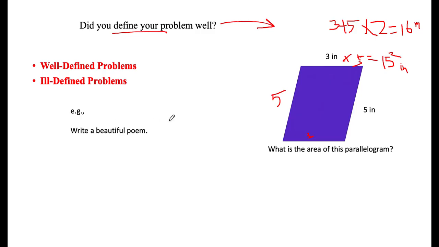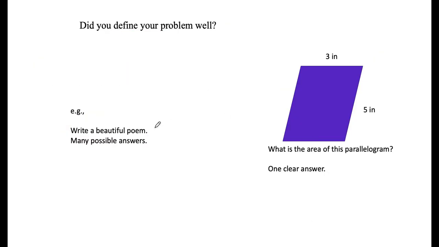But if I ask you to write a beautiful poem, now that is not well defined. Well, what is beautiful? Somebody writes a poem about violence. Well, there are many possible answers. If you write about violence, some people like it. It is a good poem or a beautiful poem for them. But some people like love and romance. That's good for them. So all these answers are correct. What does that mean? Ill-defined and well-defined problems will get you closer to the correct answer.